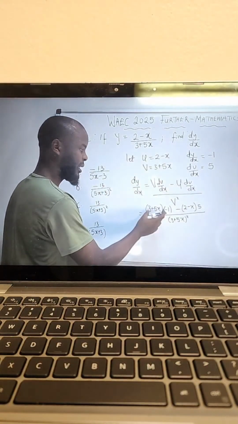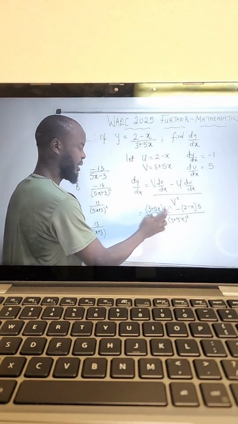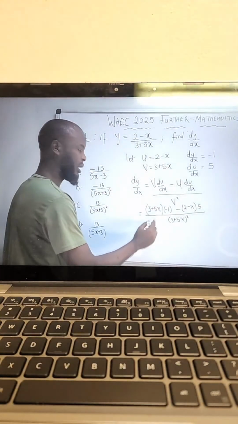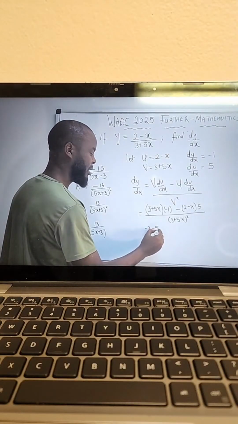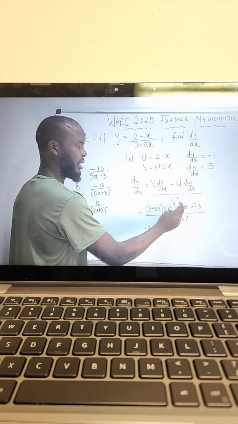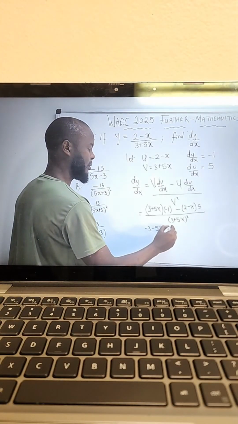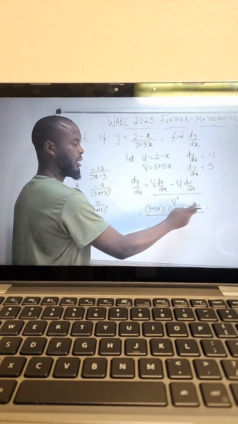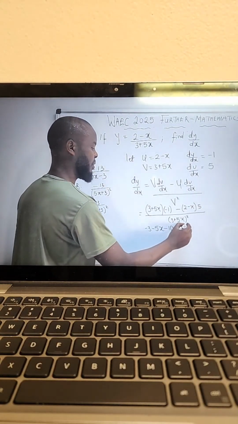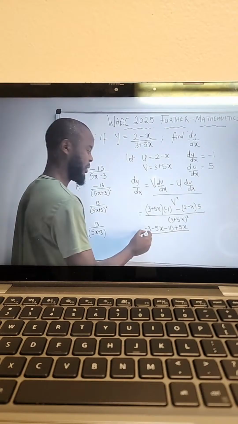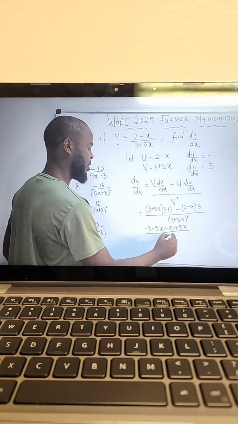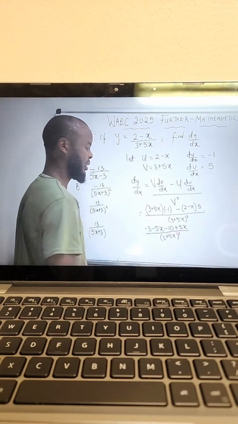So now, let's bring out the bracket. Negative 1 times 3 is going to be negative 3. Negative 1 times 5x is going to be negative 5x. Negative 5 times 2 is going to be negative 10. Negative 5 times negative x is going to be positive 5x. And here we have 3 plus 5x, squared.